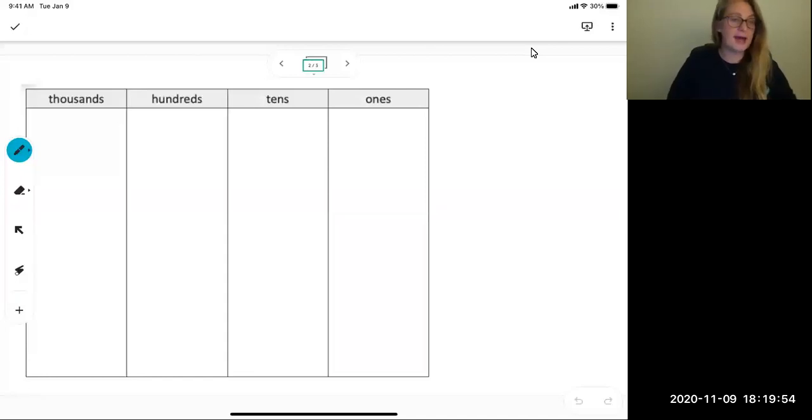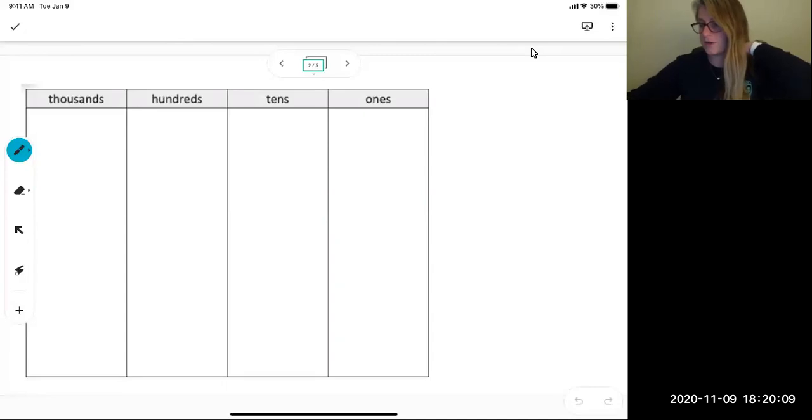So if you don't have your place value chart, you need your place value chart. And if you have misplaced your place value chart, then you need to draw a place value chart for this lesson. Okay. Make sure you have your place value chart ready to go.